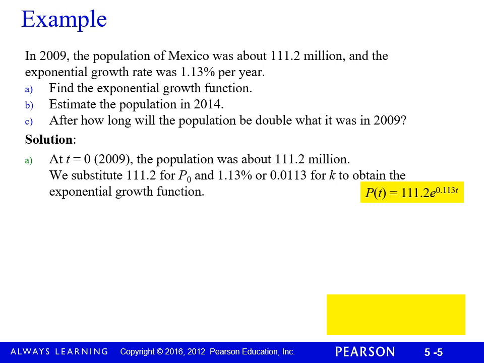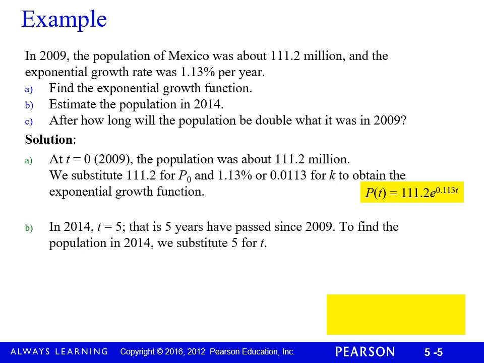So it's very simple to estimate the population in 2014. This would be 5 years after 2009, which is our initial point. So we're going to have P of 5, because t equals 5, since this is 5 years since 2009. And our growth rate is an annual growth rate, so our time is per year as well. So we simply plug in 5 into our growth function, and we get approximately 117.7.